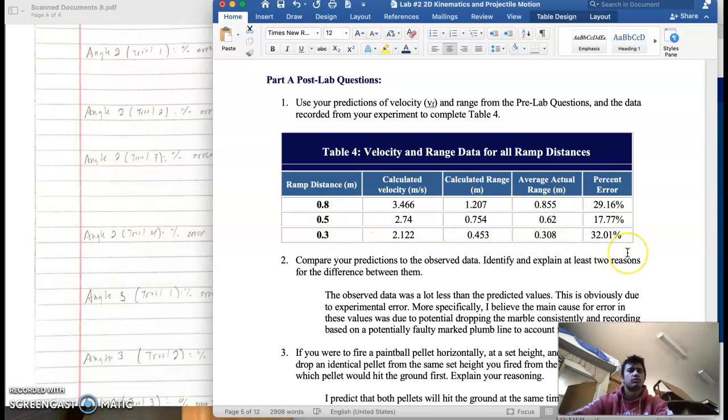To get table 4, just the average actual range and percent error, just use the range equation again, the percent error equation, and the calculated range. Calculated velocity were just the same through.